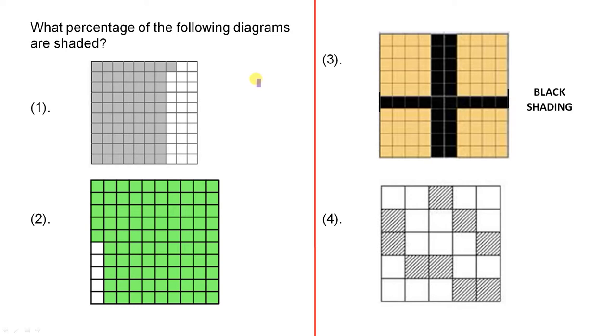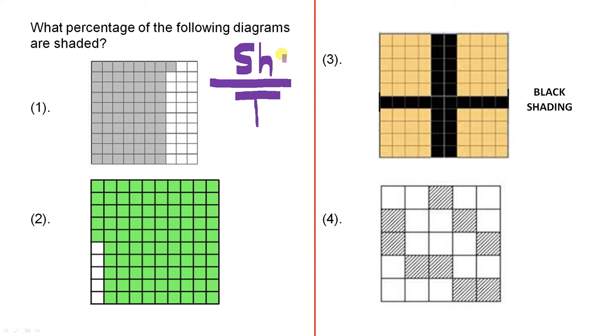What percentage of the following diagrams are shaded? So what you have to do is look at the total number of squares that are shaded. Okay, so you have the shaded squares, SH for shaded. You put that over the total number of squares. So you count all of them. So shaded over total. If the total equals 100, then your answer is here.